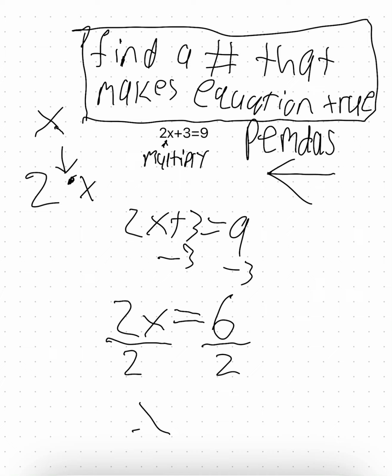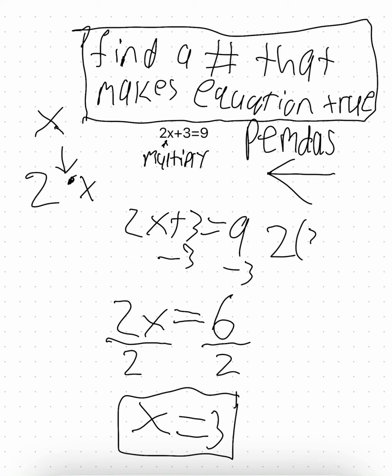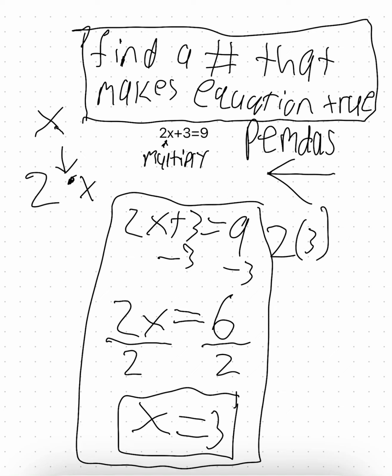Now we have x is equal to 6 divided by 2. What is 6 divided by 2? It is 3. So we have x is equal to 3. Now, a big thing with algebra is you can go back and check your answer, okay? You can go back and check your answer. So I'll just put this all in a box.